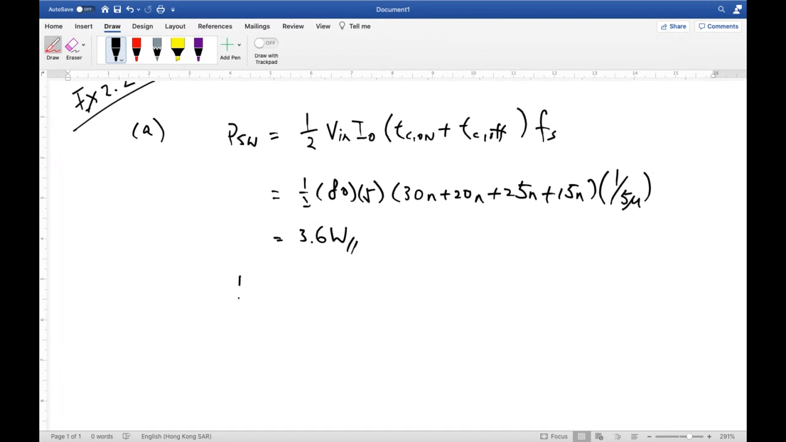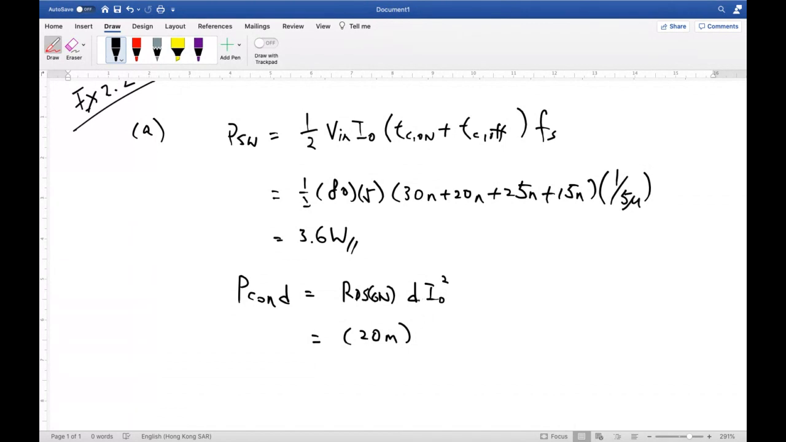Okay, and then part B. Oh no, not part B. Conduction loss. So conduction loss is I naught squared times R, right? So R is given, and I naught squared comes from the basic definition of the root mean square value of a pulse train waveform. And R is given as 20 milliohm.